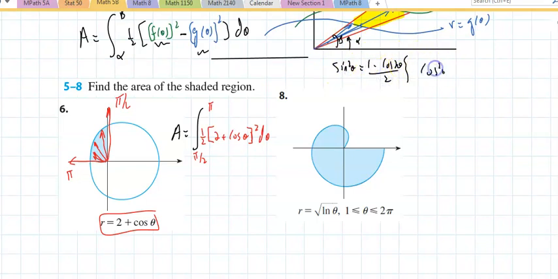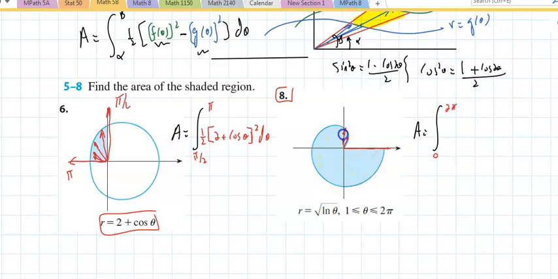And cosine squared of theta is 1 plus the cosine of 2 theta divided by 2. When I get to the next problem, number 8, I am looking at the area, and area is going to be the integral. And here I notice that this starts at 0, and it looks like it is running all the way to 2 pi.